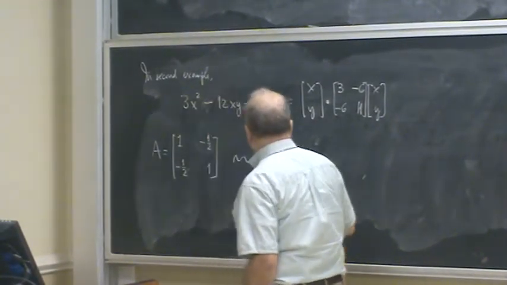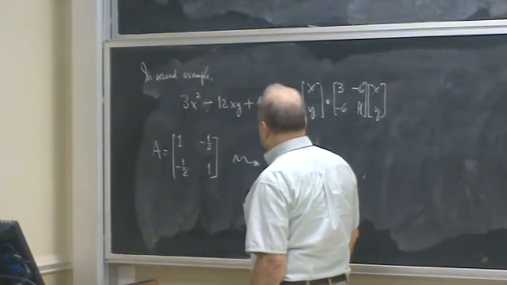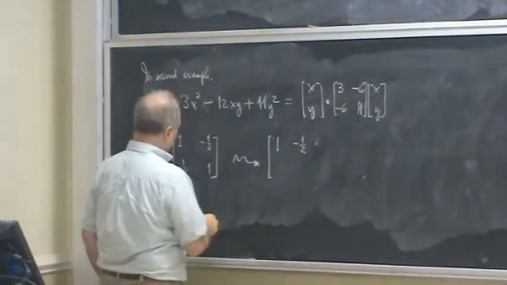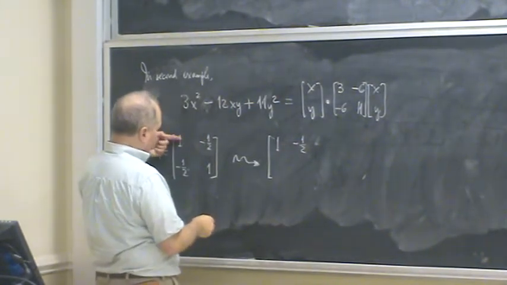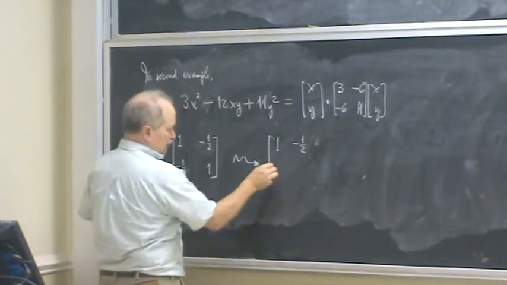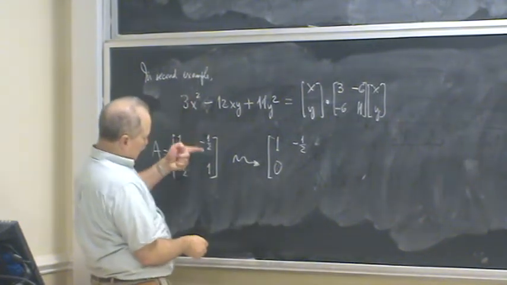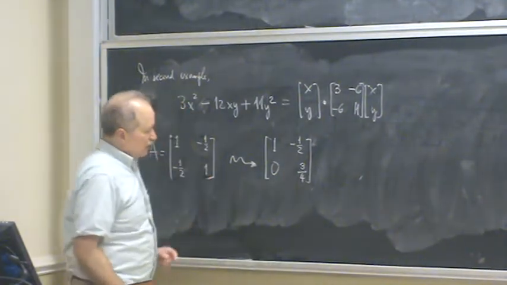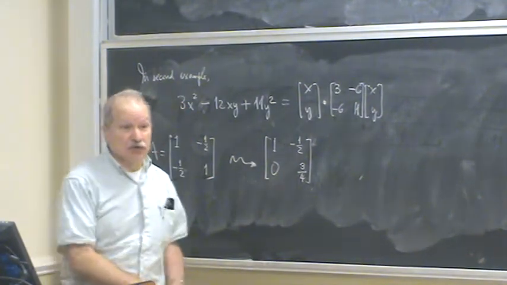So what do I do? Keep the top the same. Add half of the first row to the second, 3/4 or something like that. Now, I said echelon, I didn't say reduced echelon.